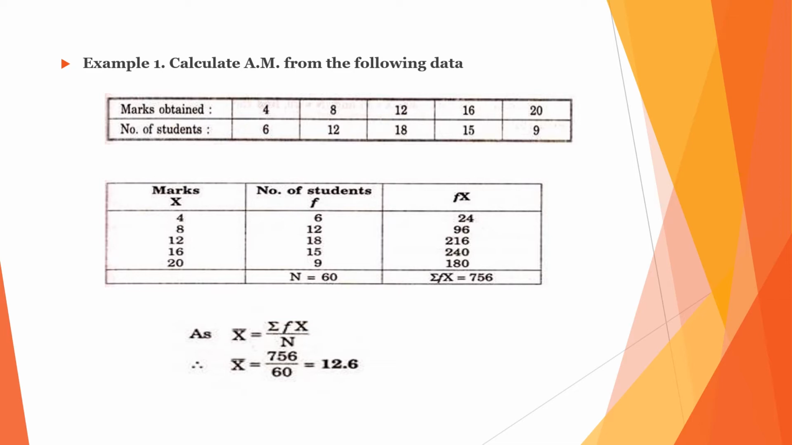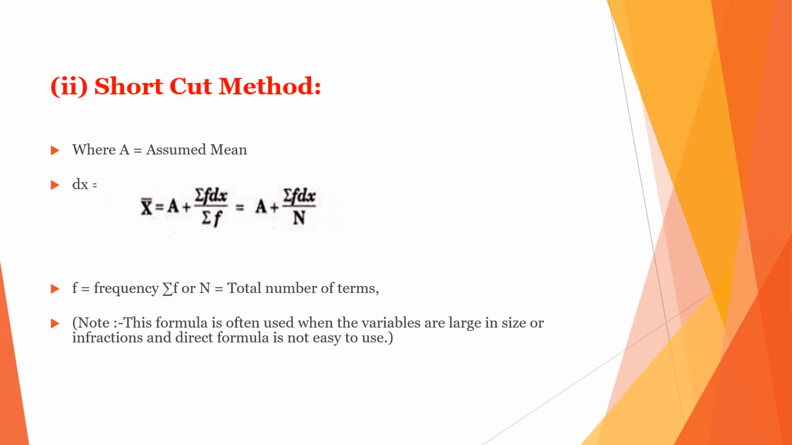Now, shortcut method. In shortcut method, we are selecting a number from x. Any number you can select from values. That number is known as assumed mean. Now the second step, that is dx. How to calculate dx? We can calculate dx by x minus a. It means values minus assumed mean.